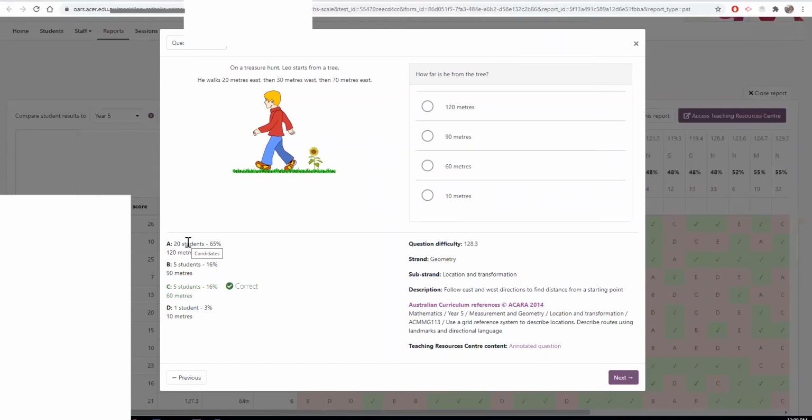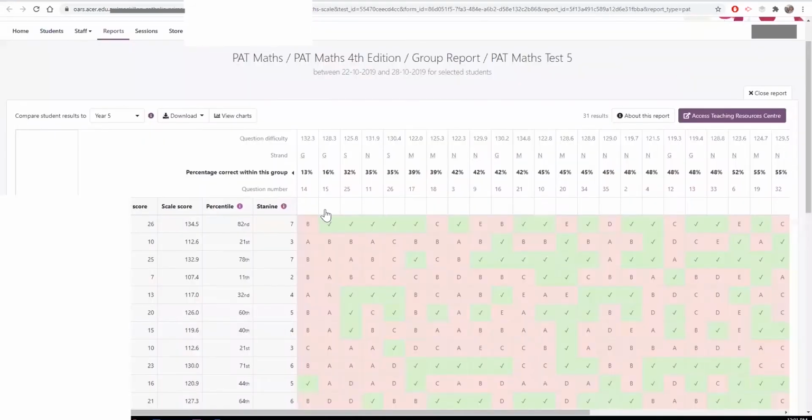20 students got it wrong, but put the same answer. The answer was 120. Obviously, these students added up. They didn't actually answer the question, how far is he from the tree? They've answered the question, how far did he walk? All right, so that tells me that maybe they don't understand the east and west, but also they are not looking at what the question's asking and answering the question that's asked. So there's really 2 things that need to be addressed in a question like this. We'll go into that in more detail later on.